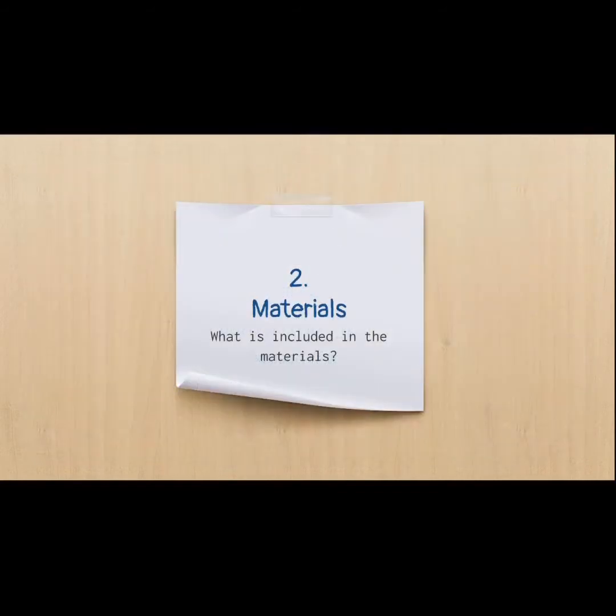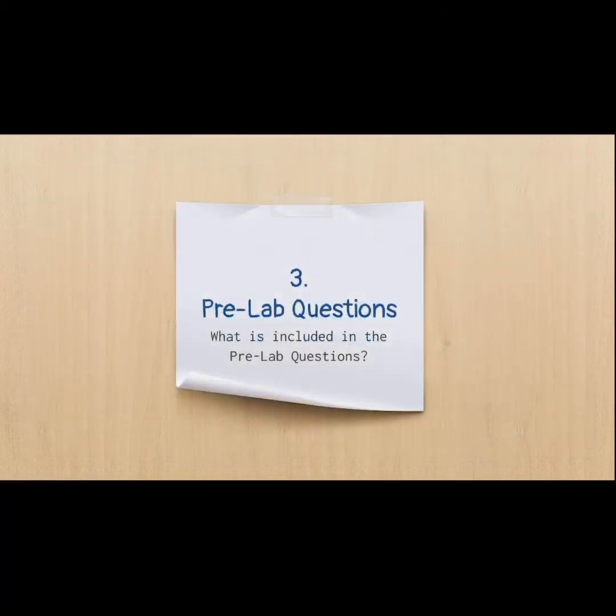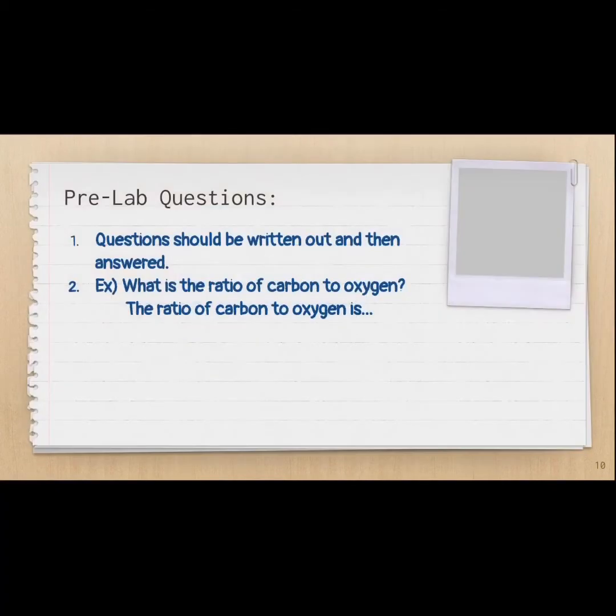Next, we have the materials section. This is all of your chemicals and equipment that you're using in the specific lab. Please try and list it in column form. So example, I have all of those pieces of equipment. It's listed in 3 separate columns. So that is how I would like that to be written in your lab report. Pre-lab questions, you will be giving these before the lab most of the time. So you have to write out the pre-lab question in your lab report, and then right under that you would write the answer. So there's an example of that for you.